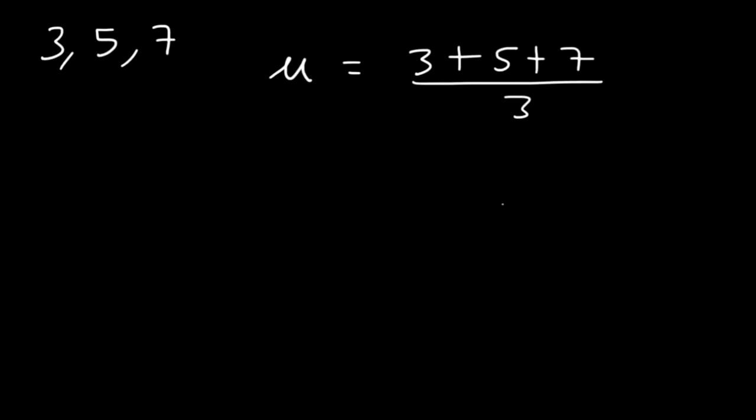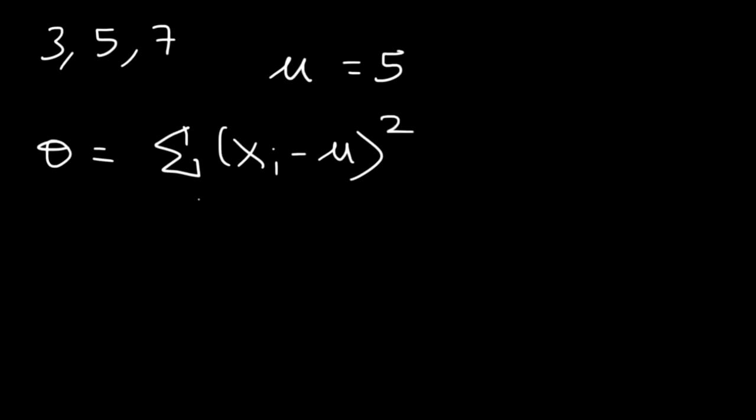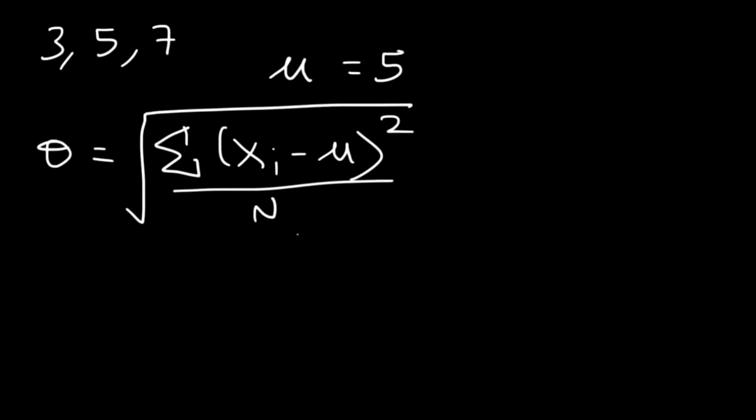3 plus 5 is 8. 8 plus 7 is 15. 15 divided by 3 is 5. So that's the mean. Now what should we do next, now that we have the mean? Now think of the formula. It's going to be sigma of every point minus the mean, squared, divided by n, and then all of this is within the square root.